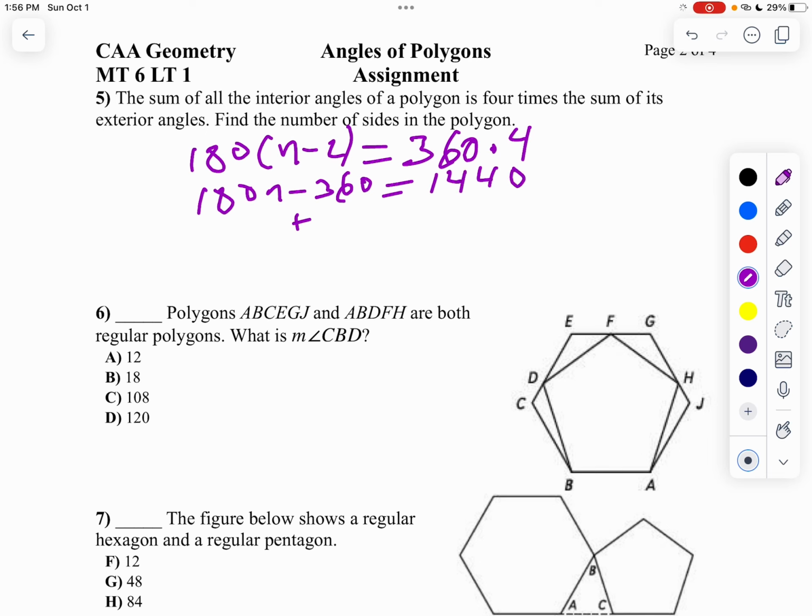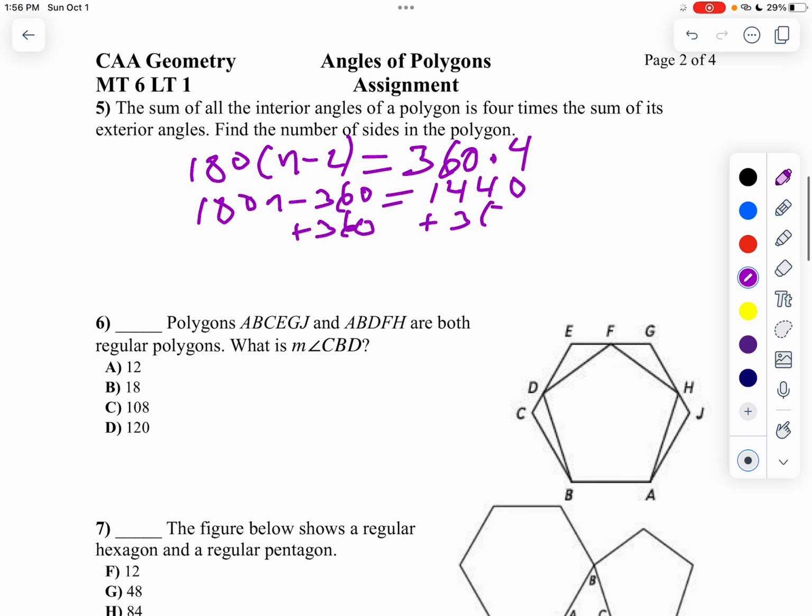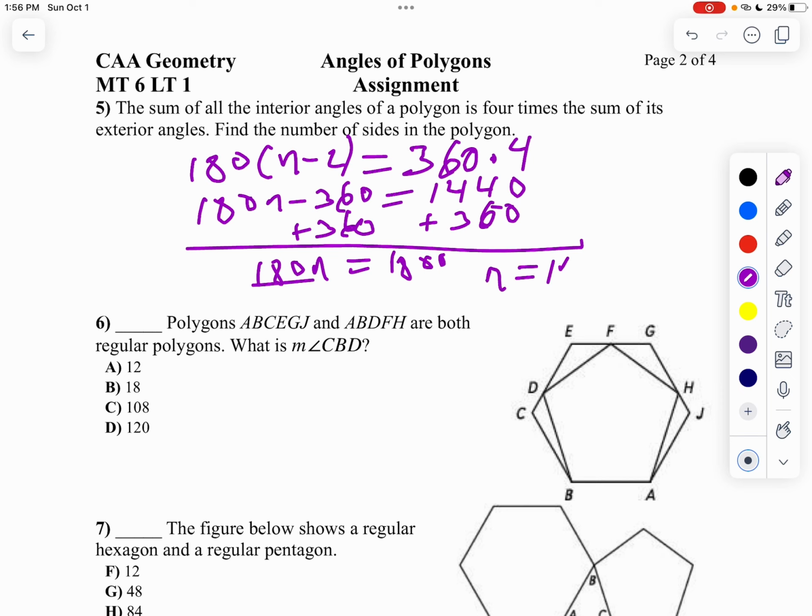Well, if I add 360 to both sides, notice I get 180n is 1800. So n would be 10 then, wouldn't it? You divide both sides by 180. And there's a solution to number 5.